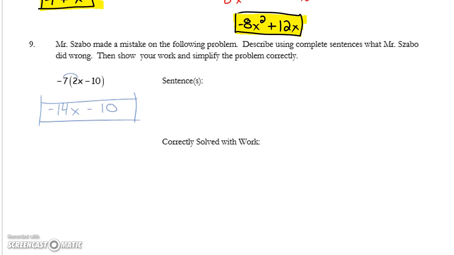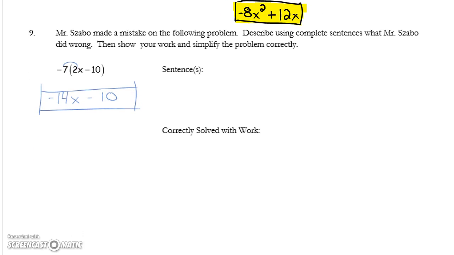One thing that's going to show up on quite a few of your tests and quizzes this year are going to be problems similar to this. They're basically error analysis problems is what we consider them, because we've solved them for you, but we've purposely made a mistake. The idea is we want to see if you can follow along the work that we did, identify what mistake we made, explain the mistake in a sentence, and then also correct the problem.